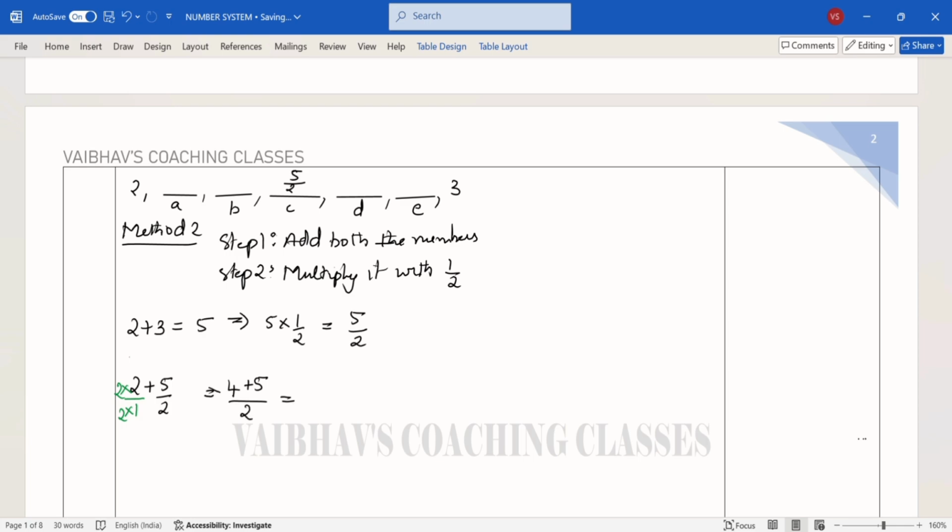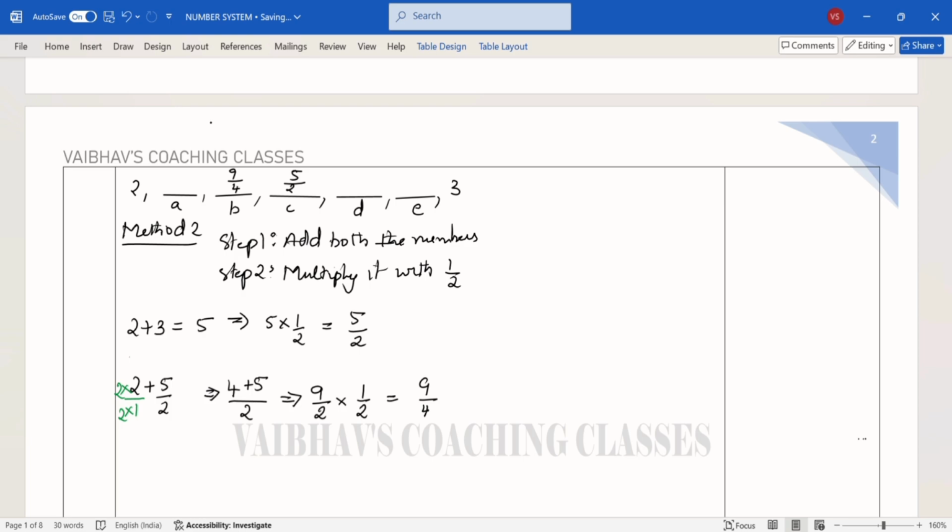And what is 4 plus 5 divided by 2? It's 9 upon 2. Our first step is done. Now, our second step is to multiply the given number with 1 by 2. So, this gets multiplied with 1 by 2. So, what does this become? 9 upon 4. We can write this 9 upon 4 in any one of the positions A or B. I'll write it in the position B. So, that becomes 9 by 4.